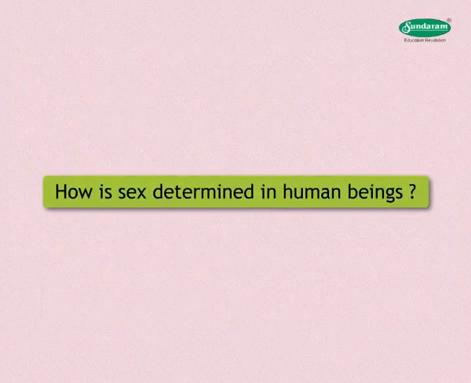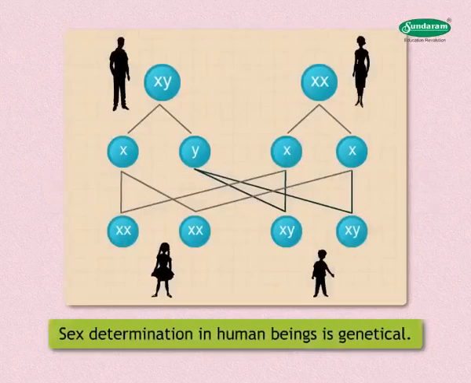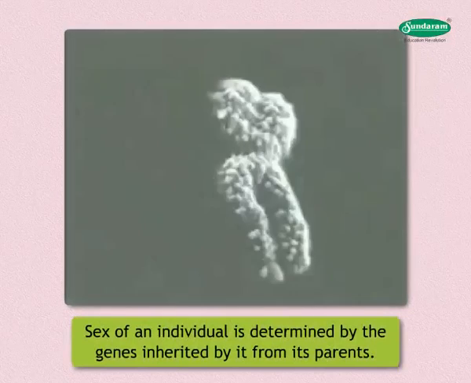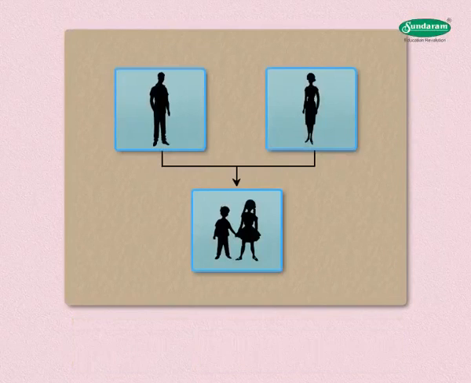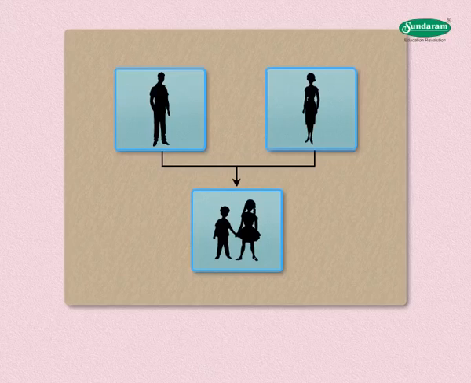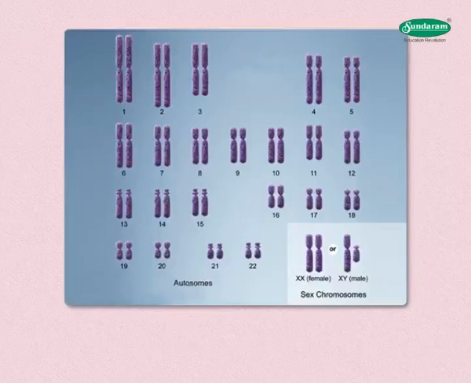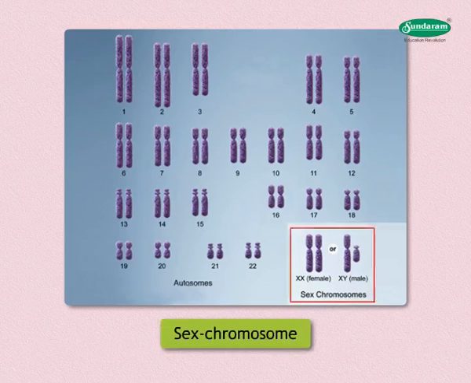How is sex determined in human beings? Sex determination in human beings is genetical. In other words, we can say that the sex of an individual is determined by the genes inherited by it from its parents. Earlier, we studied that similar sets of genes are inherited from the parents. In that case, how can genetic inheritance determine sex? Out of the specific number of chromosome pairs that each species has, one pair decides the sex of the individual. This pair is referred to as sex chromosome.